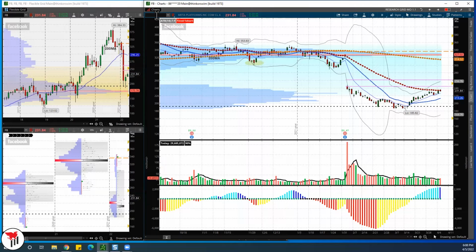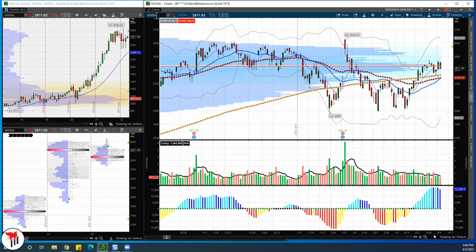So FANG: Facebook, Apple, Amazon, Netflix, and Google. Yeah, there we go. Google, that's the other one. So here's Google, and similar to the Qs.